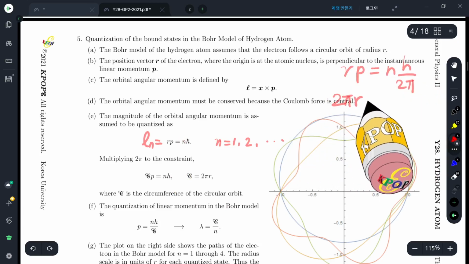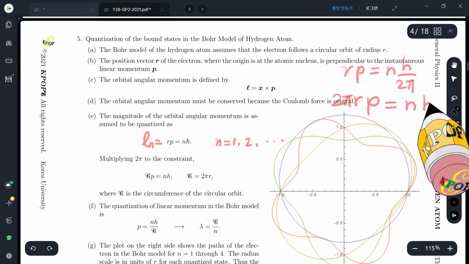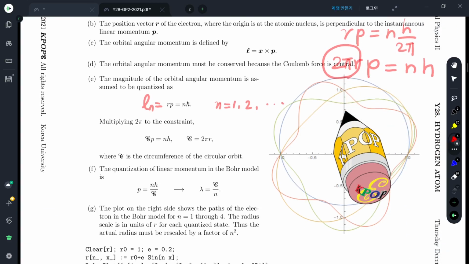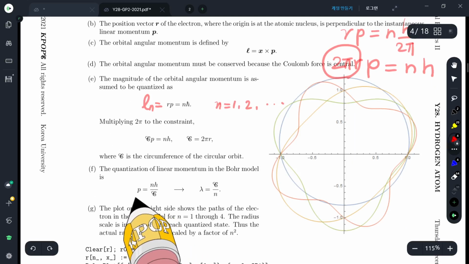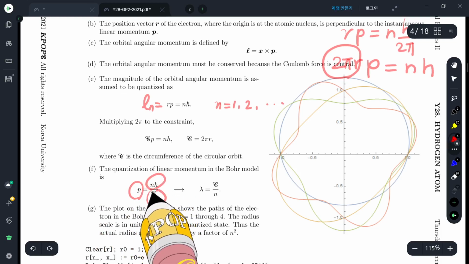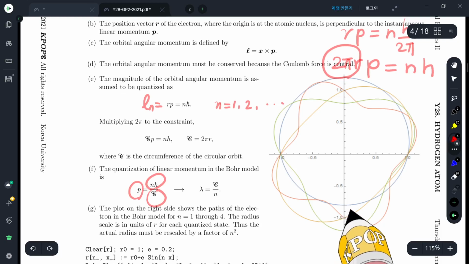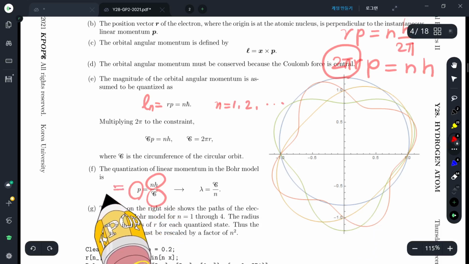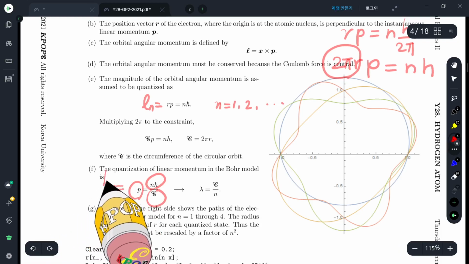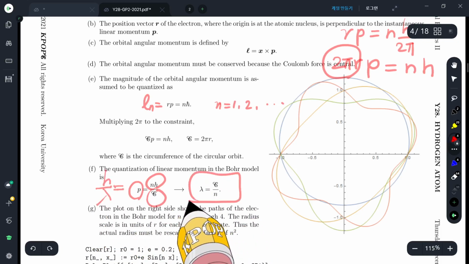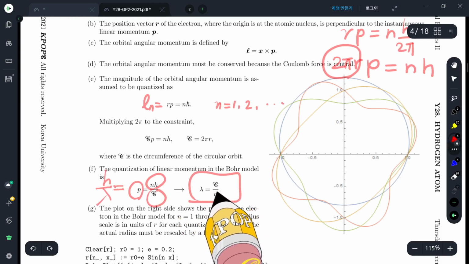2 pi r times the momentum is nh. So 2 pi r is the circumference of the circular orbit. So P, the linear momentum, is nh divided by the circumference of the circular orbit. We can find the de Broglie wavelength. This is h over p. We can read that the wavelength of this electron is the circumference divided by n.